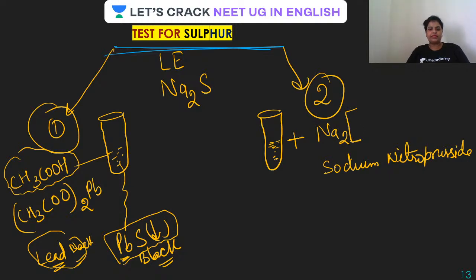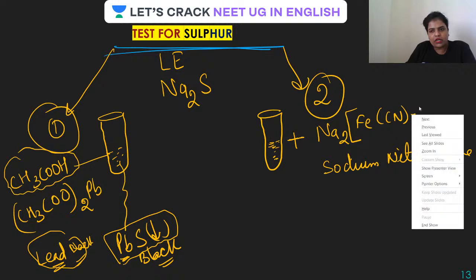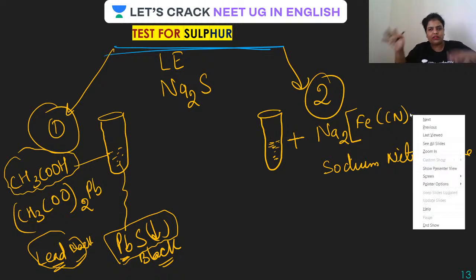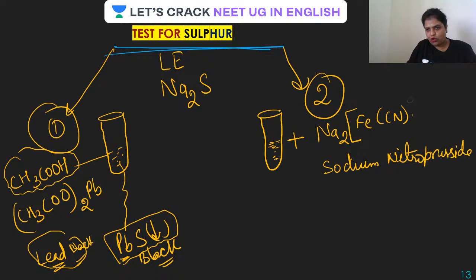So sodium, then nitro. This is, guys, nitro. So sodium will remain outside the square brackets. Basically the square brackets are the coordination sphere. So all your eyes on the screen, guys. Where is it here?